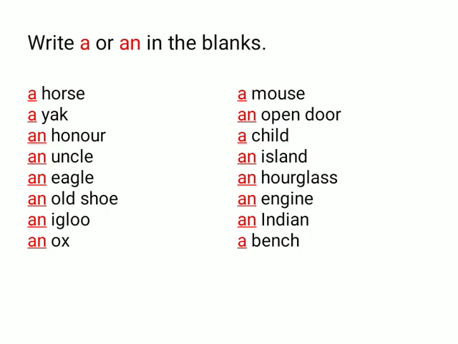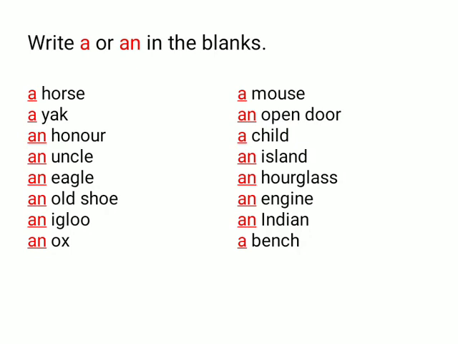See the fifth one now. Dash eagle. What will come in this dash now? An eagle. Here, the first letter of the word eagle is E, and E is a vowel. So we use the article an before the singular word, that is an eagle. See the sixth one now. Dash old shoe. Now here, what will come in this dash? An old shoe. Here, the first letter of the word old is O, and O is a vowel. So we use the article an before the singular word, that is an old shoe.